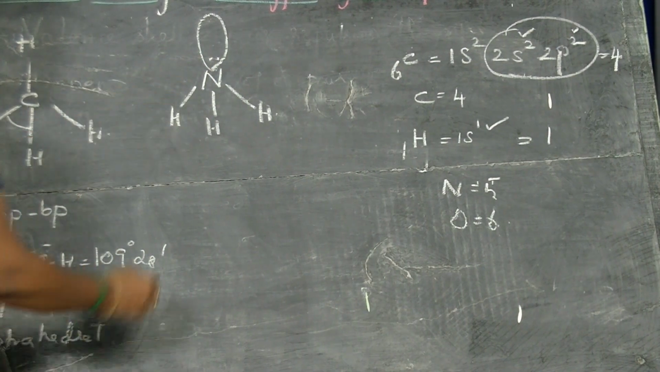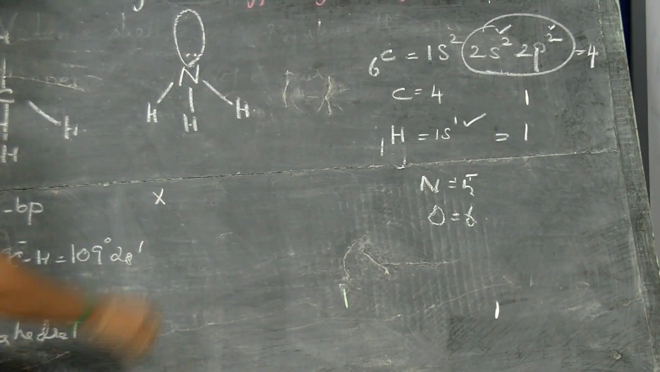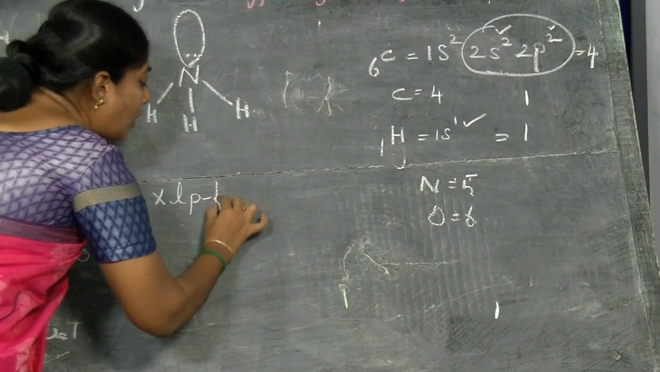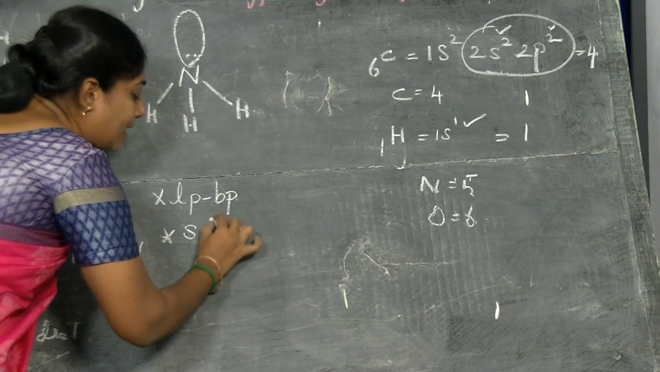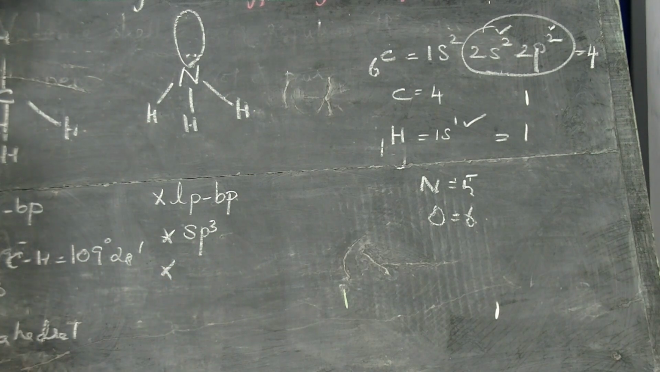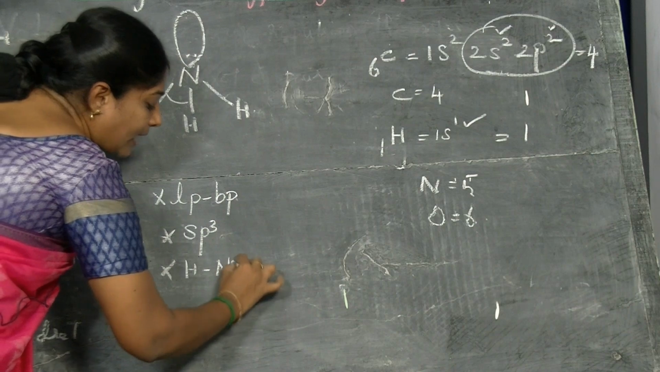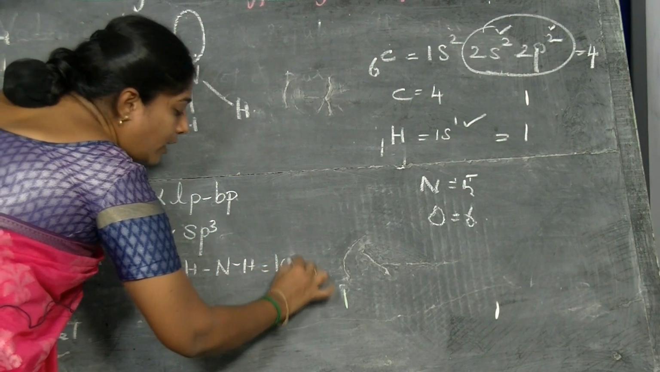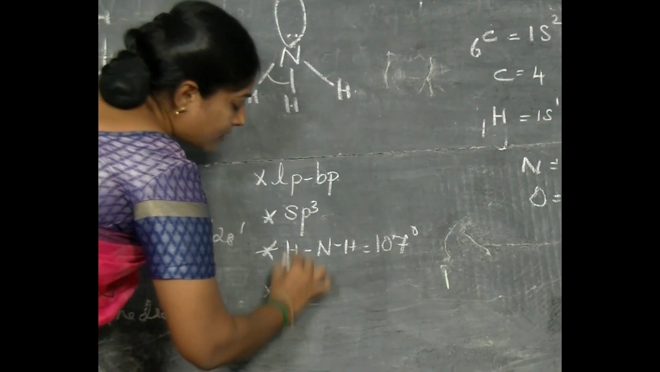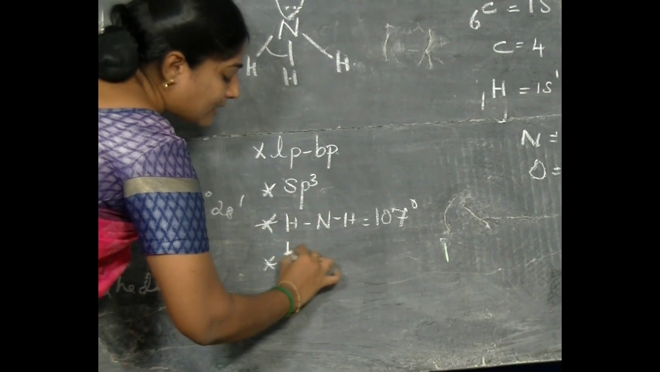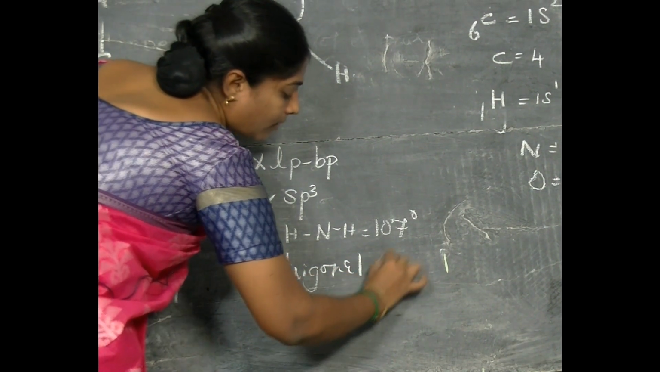So here what type of interaction? Lone pair and bond pair interactions are there. And here it is also sp3 hybridization. The bond angle between H and H is 107 degree. Due to that sp3 hybridization, it has the structure of trigonal planar.